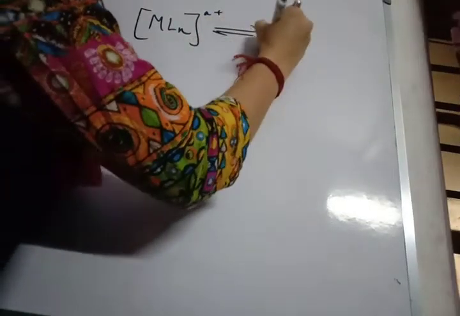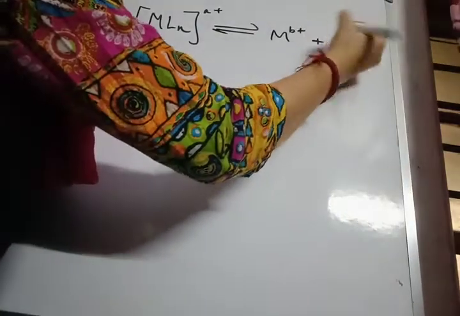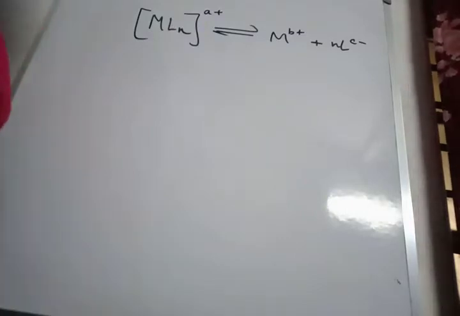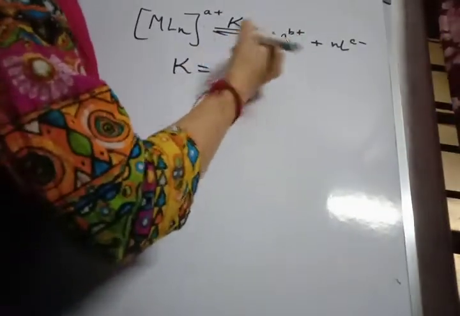Now, the complex has a tendency to get dissociated into its corresponding ions, right? So there will always be an equilibrium between the undissociated complex and its respective ions. So if my complex is this MLn with an overall charge A positive, reversible M B positive, and ligand with a charge of C negative, right? Now this A positive, then B positive, C negative, these are the charges of the complex, metal ion and the ligand respectively. Now if K is my equilibrium constant, what can I write?